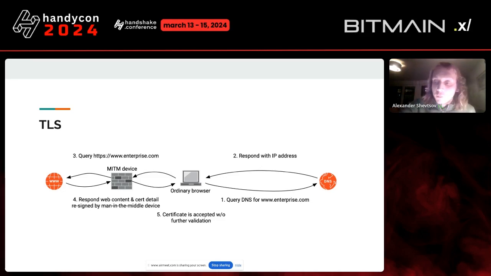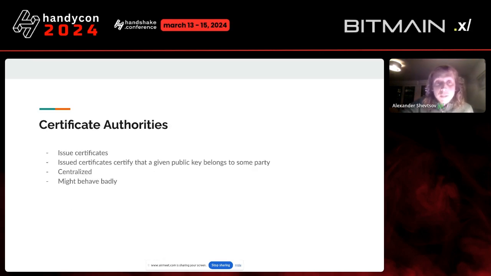So basically, we want to have some tool to be able to identify a public key with some party, with some entity. And one of the solutions to this problem is to have certificate authorities. Certificate authorities are entities that create certificates for some parties that literally certify that a given party has a given public key, and when you open a website, you can verify that the public key is really from the party. The problem with certificate authorities is that they are centralized, that they might behave badly, and so they do.